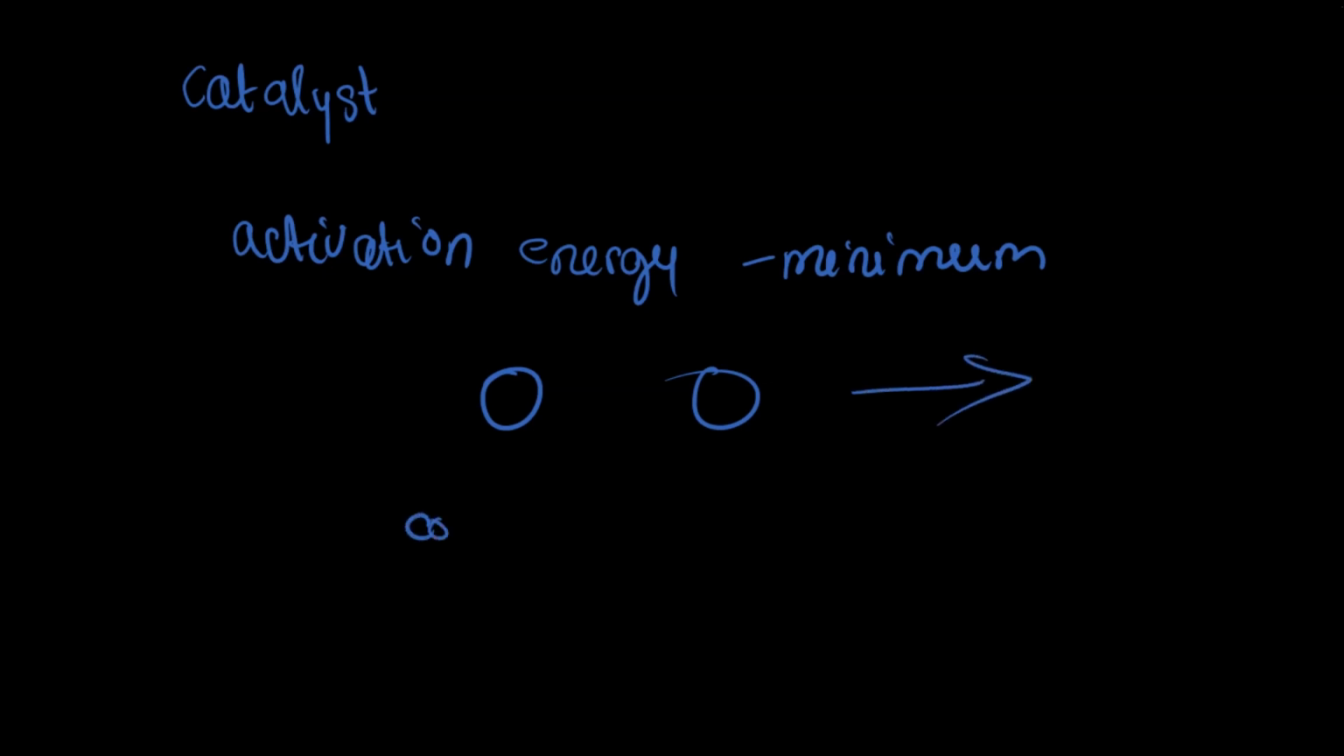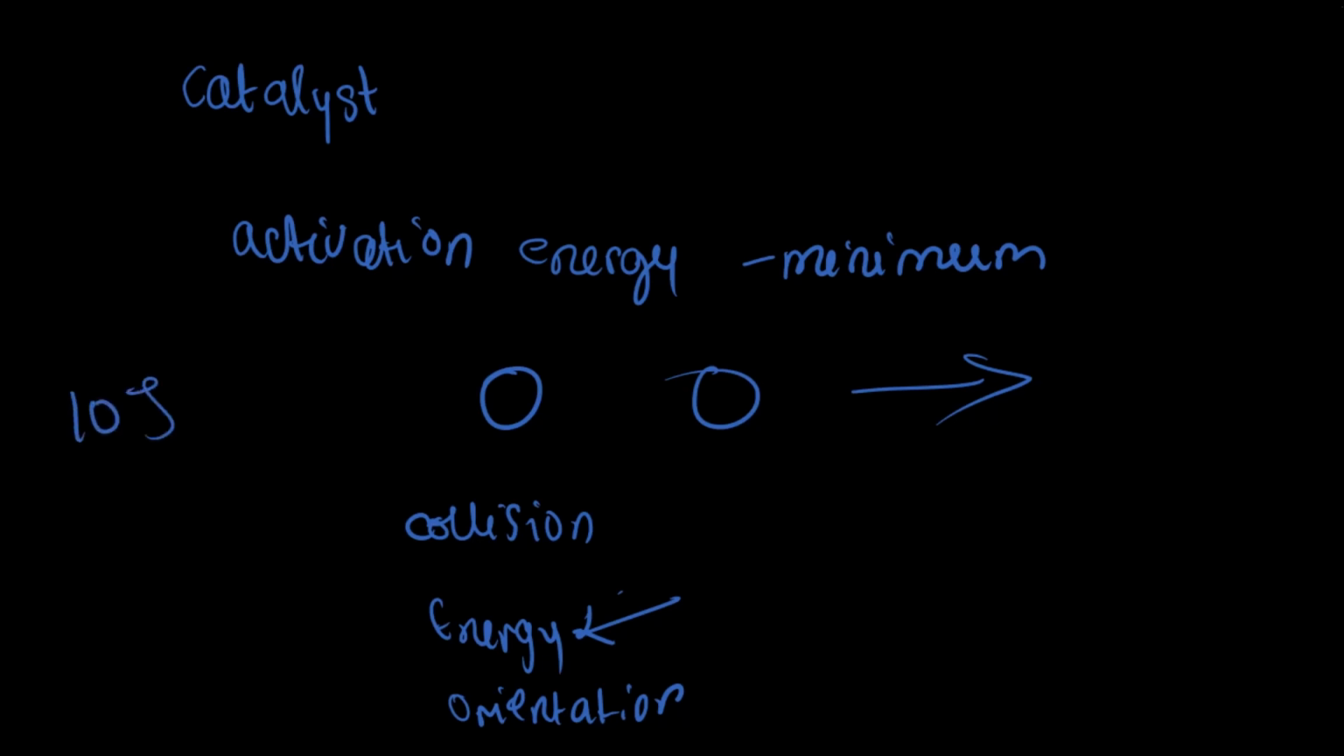Now remember, when we spoke about the collision theory, we said that the molecules reacting have to collide with a certain amount of energy and in a particular orientation. Okay, now activation energy can be defined as the minimum amount of energy with which the particles must collide in order for reaction to take place. Now, what a catalyst does is that, take for instance, the minimum amount of energy is 10 joules. What a catalyst does is that it decreases this energy to, say, 5 joules.